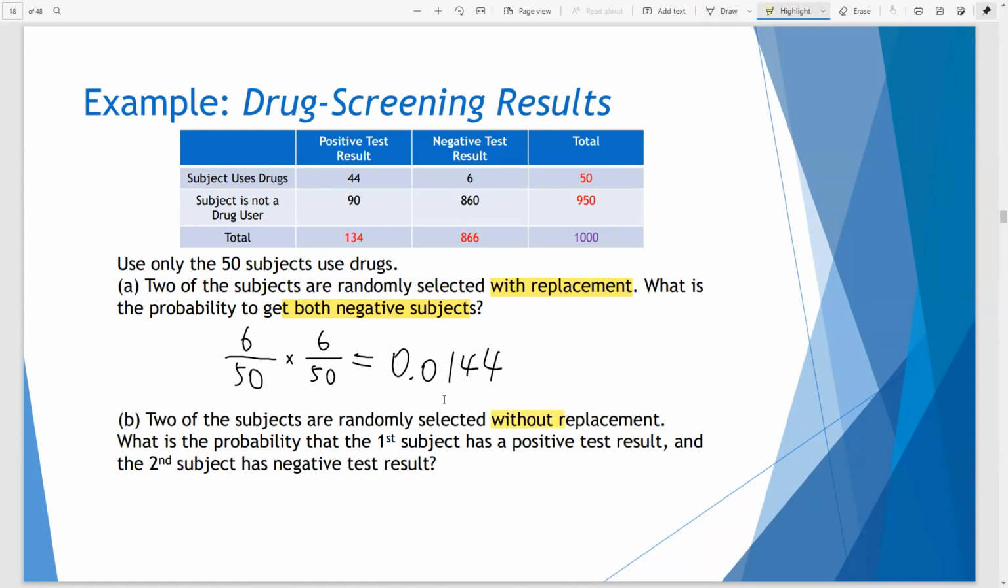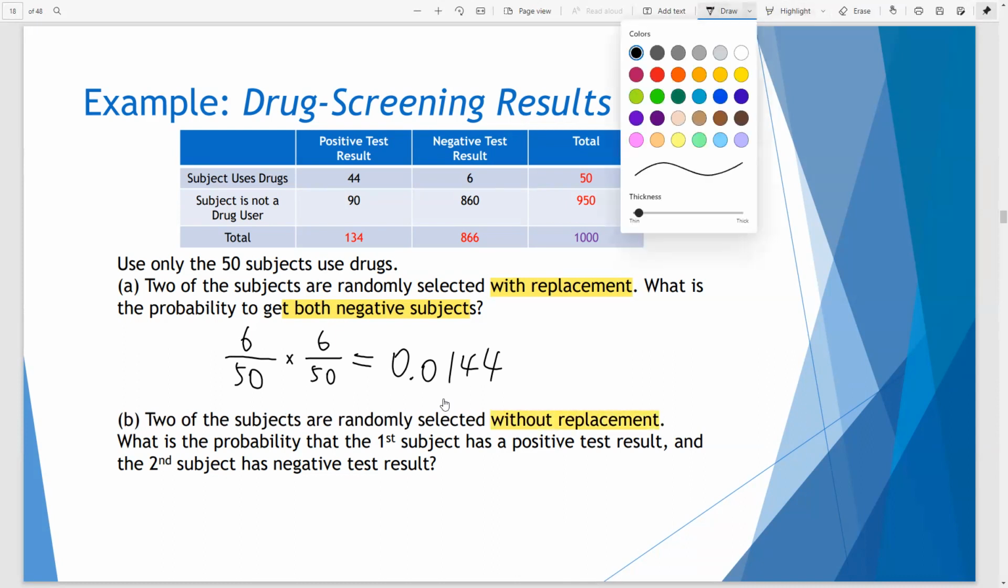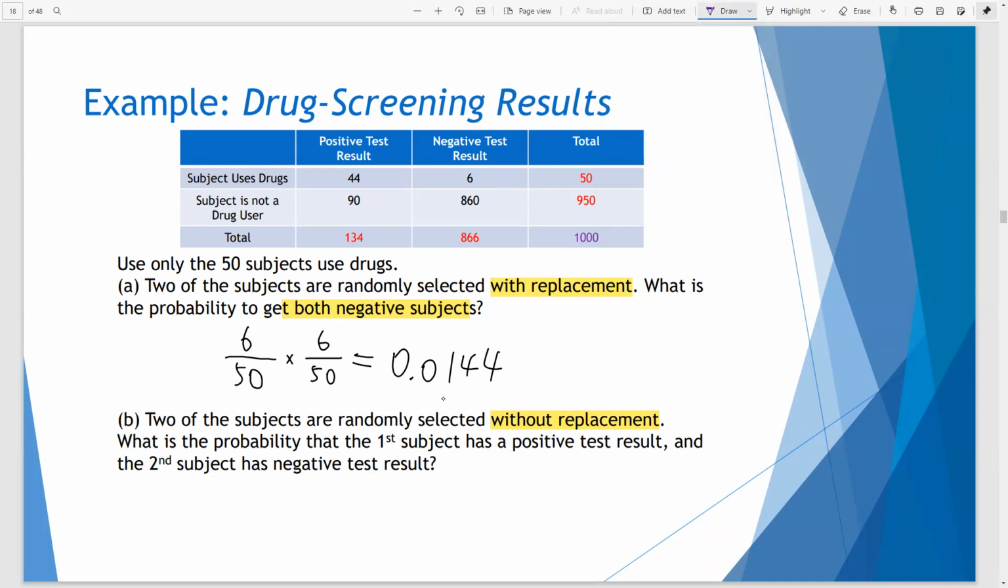And then the second question say the 2, let me use another color, yeah. The 2 subjects are randomly chosen without replacement. Probability that the first subject is a positive test result. Second subject is a negative test result. All right. So first subject is a positive test result.